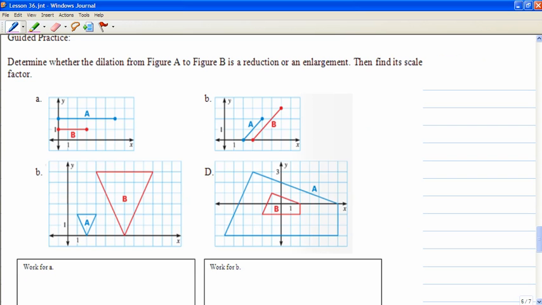So this is guided practice. Determine whether the dilation figure from A to B is a reduction or an enlargement, and then find its scale factor. Okay, so let's look at A. So from A to B, well, A is definitely bigger than B, so this is a reduction. Let's go ahead and look at some of the coordinates. So on the end here, A is at the point 0, 2. And at the other end, 1, 2, 3, 4, 5, 6.